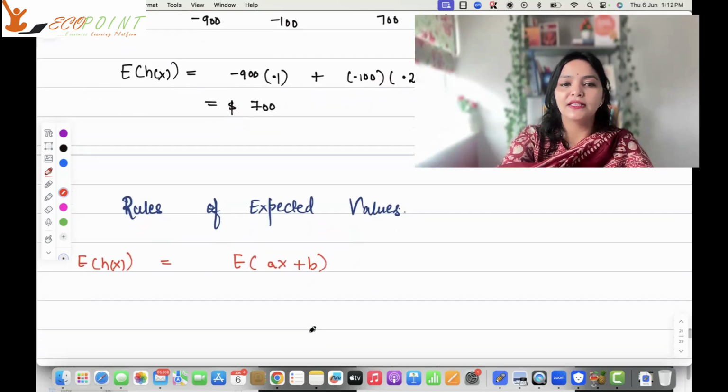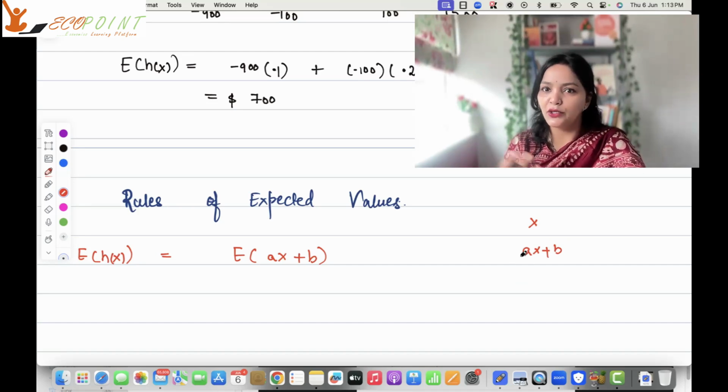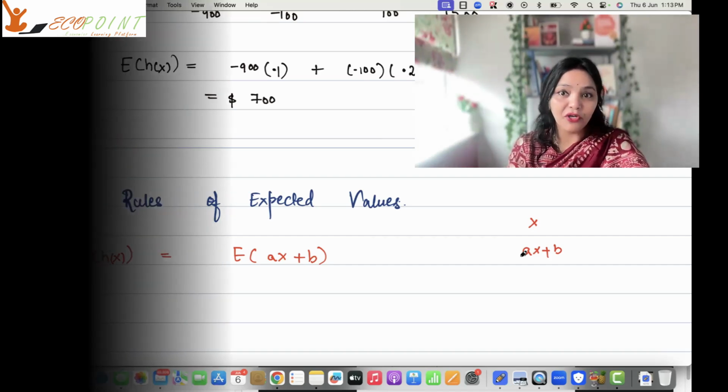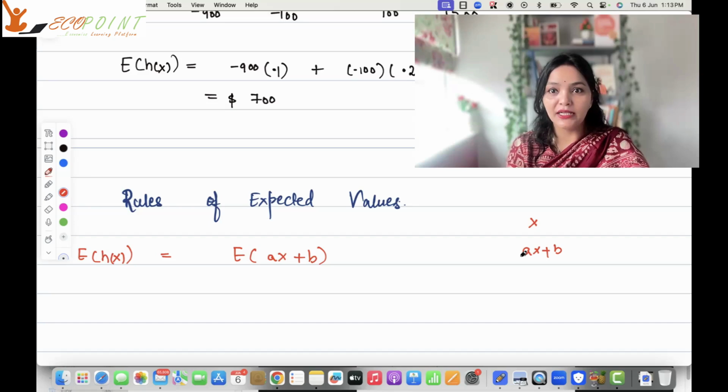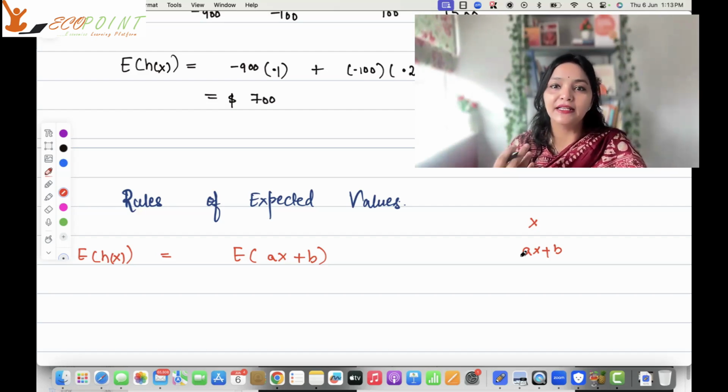So what we have just seen is that we had x, we figured out ax plus b, and with the probabilities attached, we could easily find out with a new probability distribution, we figured out our expected value in the usual way. Is there a shortcut to it? Yes, absolutely there is. Whenever your new random variable is a linear function of your original random variable, always remember expected value of a linear function is simply the linear function at the expected value.